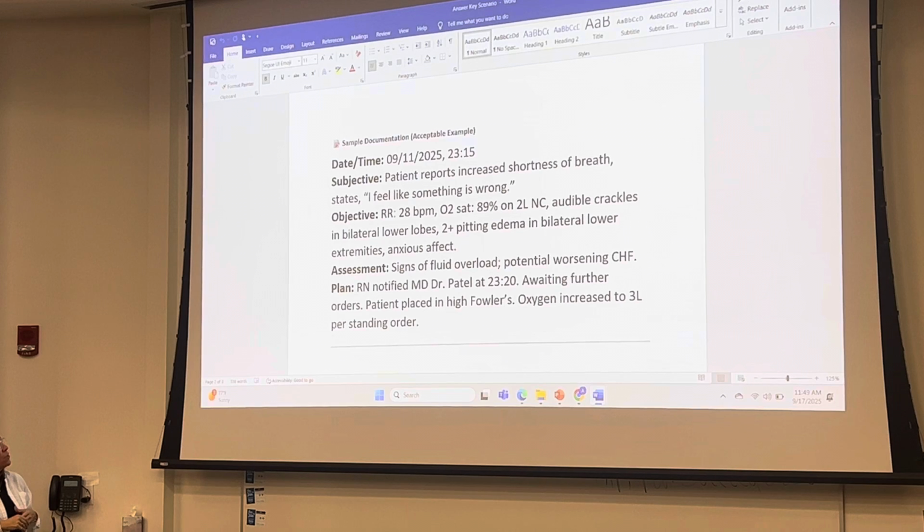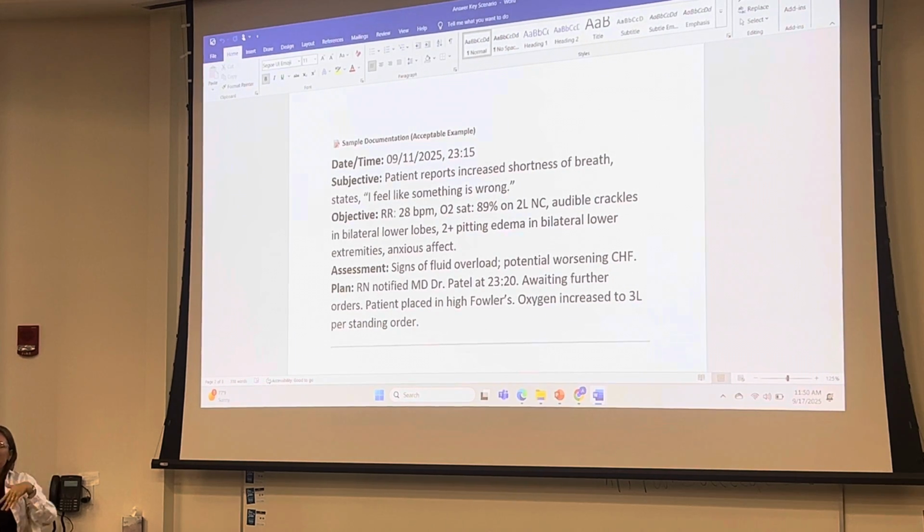Oxygen increased to 3 liters per standing order. Okay, so remember I said lots of oxygenation orders come with parameters. So it just usually will say increase to maintain their O2 sat above 95% or whatever it might be. So here's just a summary of what happened. Okay, if the communication is good and that doctor responds right away, you would include whatever orders. Okay, but at this point, they're not waiting.